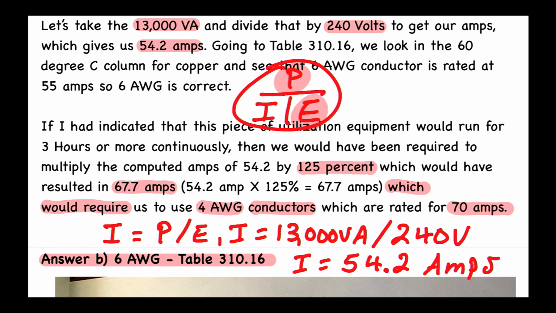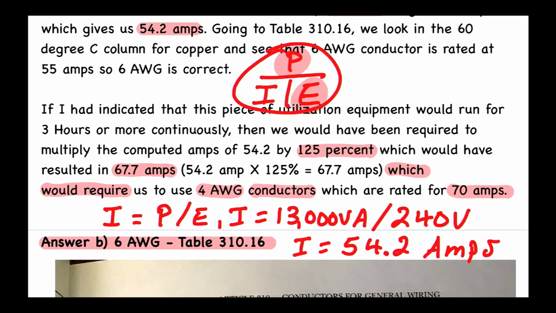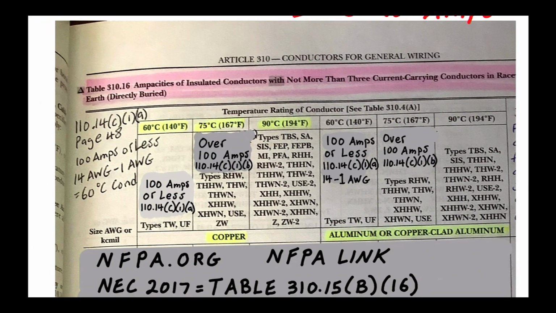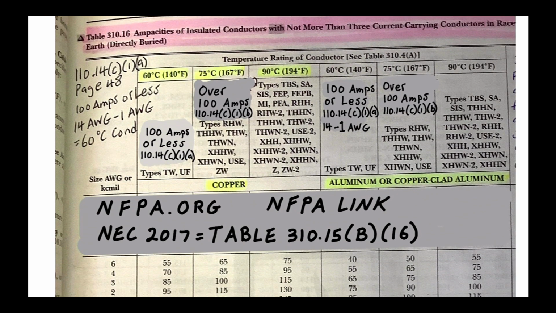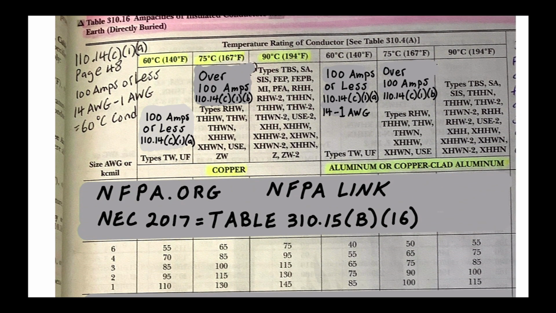So let's take a look now at Table 310.16 in our 2020 code book. Again, we're looking for an ampacity in the 60 degrees C column for copper that's going to give us at least 54.2 amps. I'm looking here at the 6 gauge, and that's going to be good for 55 amps. That's going to be our answer to this question.